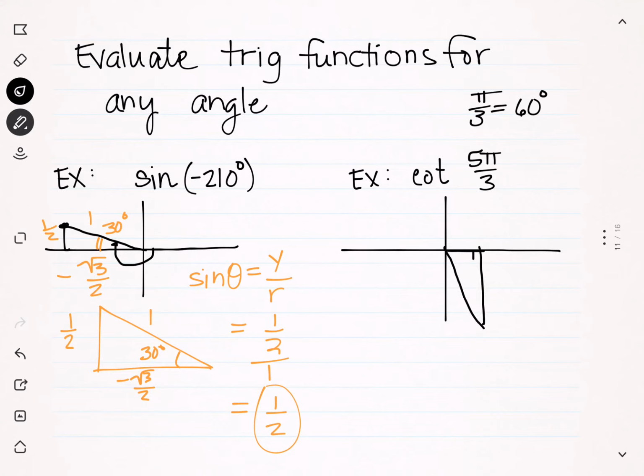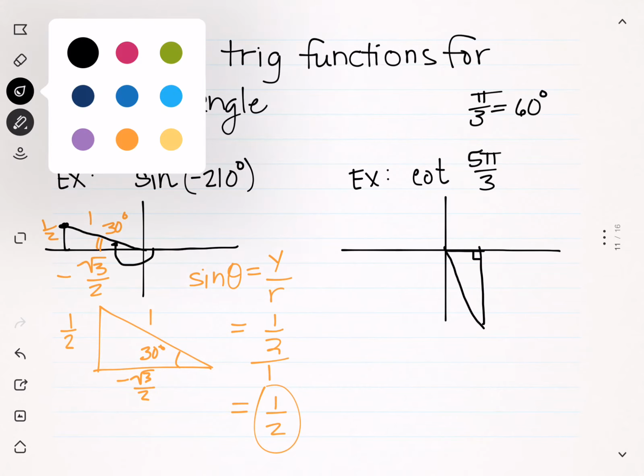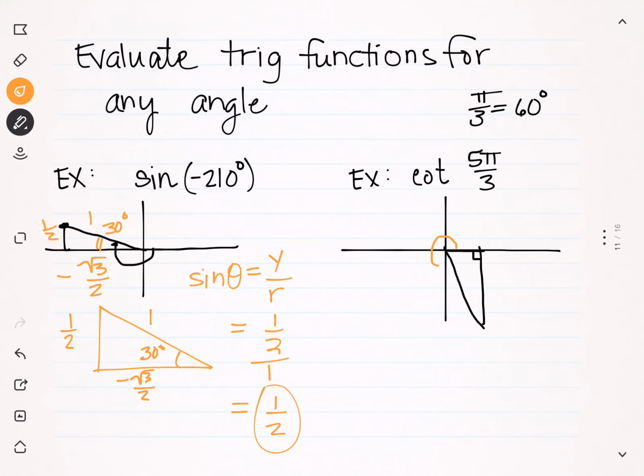So we went 5 pi over 3 radians in the counterclockwise direction. That puts my reference angle at, let's see, how many more degrees would it take us to get to one full rotation? Well, that would have to be pi over 3, because 5 pi over 3 plus 1 pi over 3 gives us 6 pi over 3, which is 2 pi, and that's the same thing as 360 degrees.